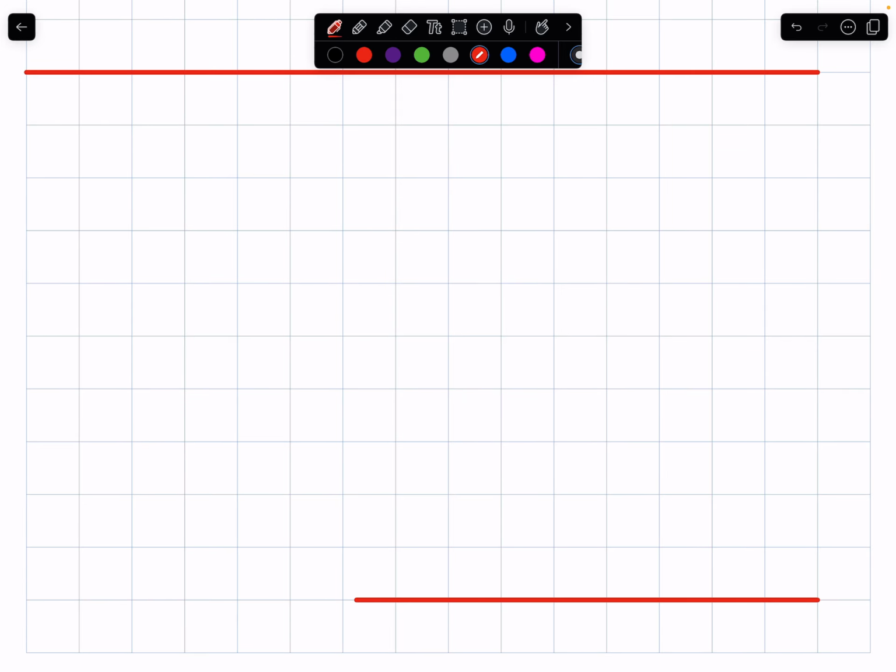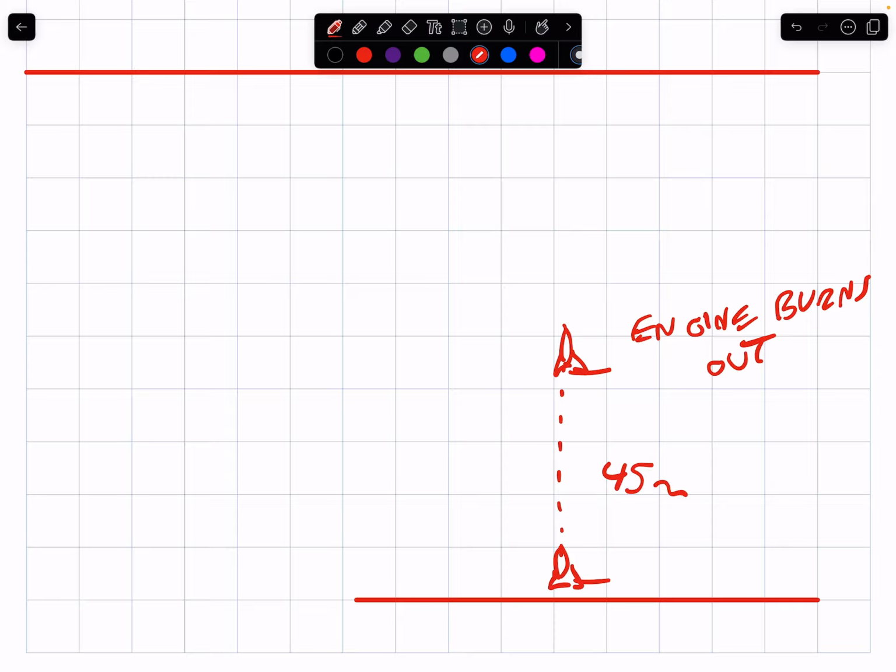Yeah, this problem has multiple parts to it. So the rocket blasts off. And then at some point the engine burns out. And we've already established that distance is 45 meters. But then it's going to continue to cruise upward and slow down and finally stop moving up. So we could say here that this V final is 0 meters per second.